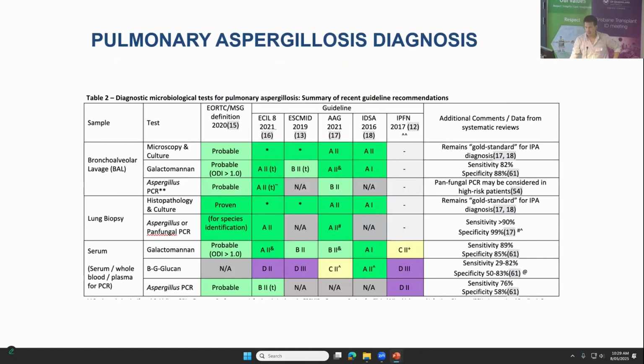When we look across the guidelines, the diagnosis is largely based on respiratory sampling, where this is possible, either by bronchoalveolar lavage or lung biopsy, using culture, direct microscopy, and then galactomannan and Aspergillus PCR, or panfungal PCR for lung biopsy. There's some data suggesting that's useful. However, as clinicians, we all know that this is somewhat challenging.